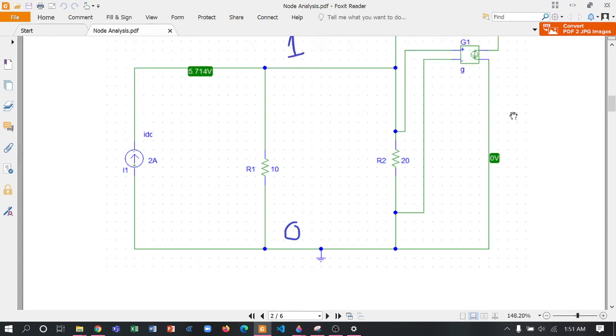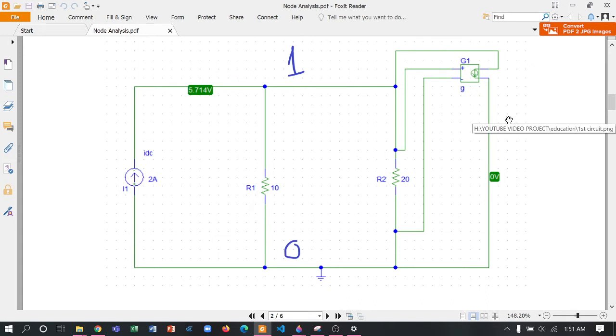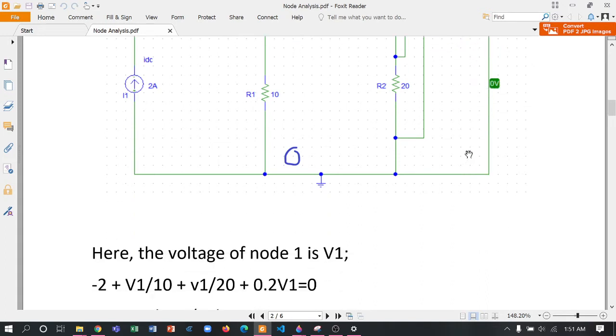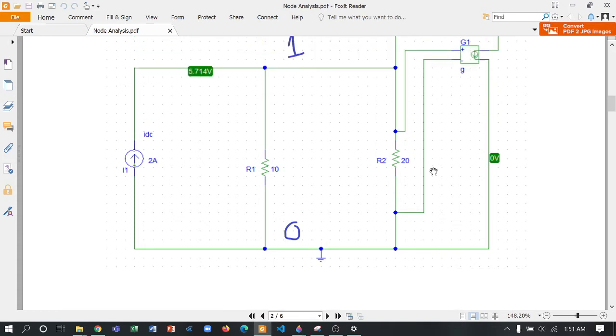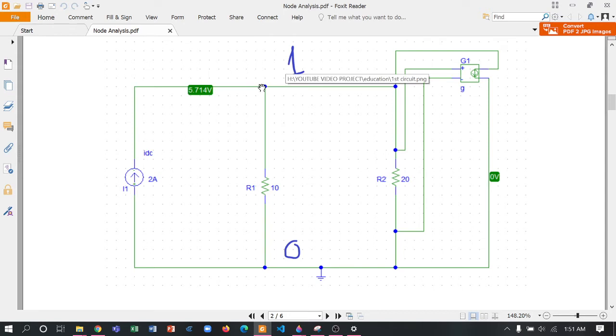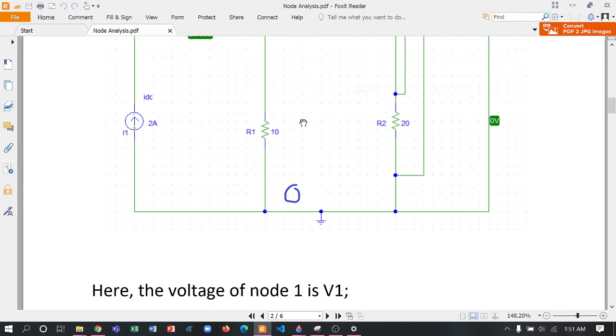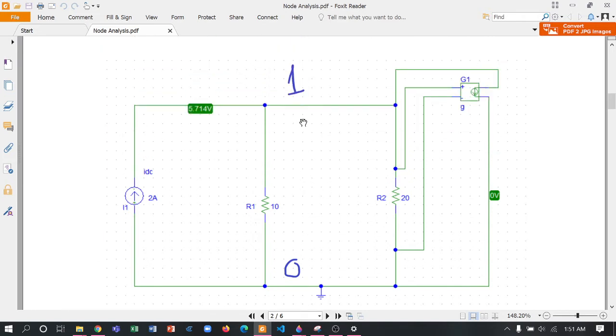I have made this simple for you. Here we say that the voltage of node 1 is V1. We don't know what the voltage is, so we have assumed that the voltage of node 1 is V1. Then we have applied KCL. To apply KCL, there is a brilliant, convenient way.